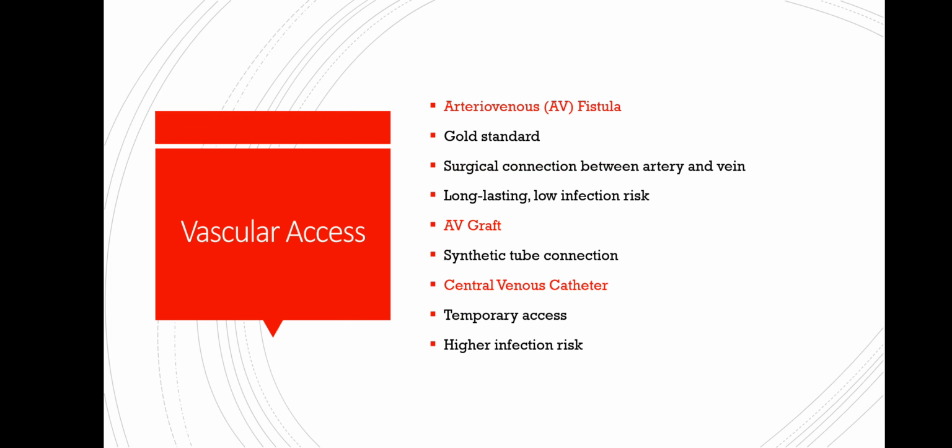Next, vascular access of hemodialysis. There are 3 main access sites. First one, arteriovenous fistula, then arteriovenous graft, and third one is central venous catheter. Arteriovenous fistula, it's a gold standard, a surgical connection between artery and vein. It's long lasting and low infection risk. AV graft, it's a synthetic tube connection. Central venous catheter, it's a temporary access and higher infection risk.